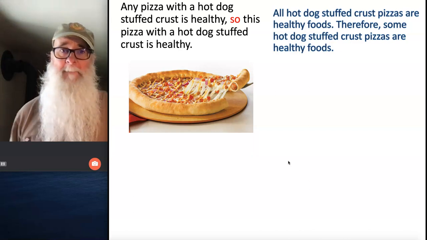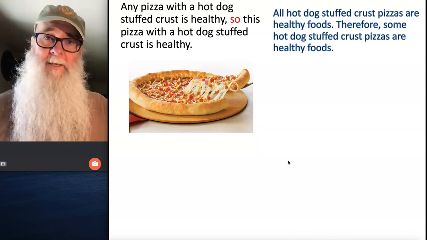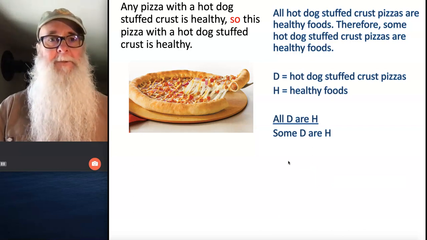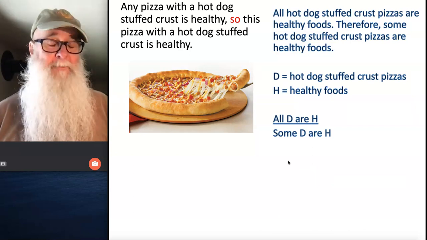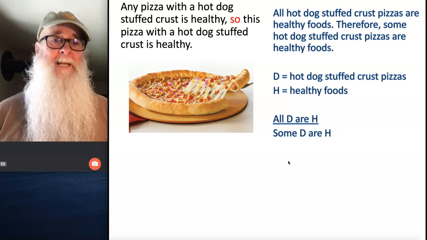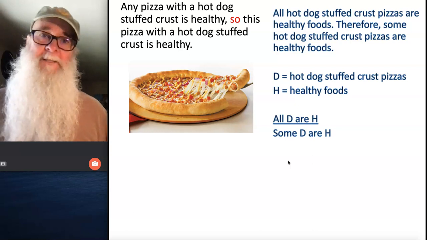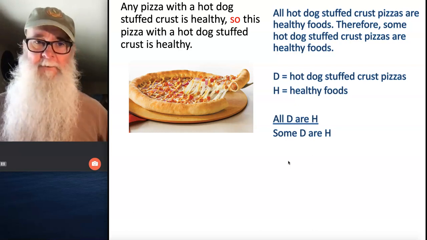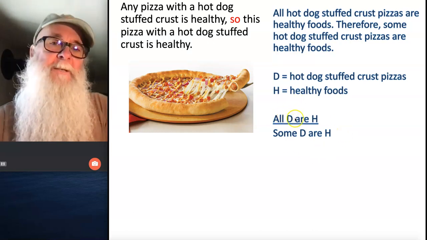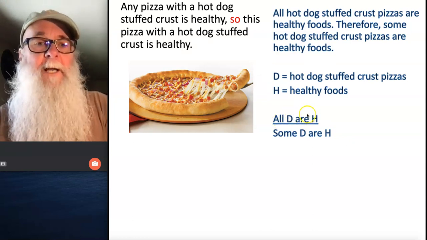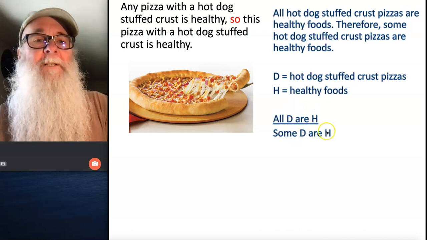All right, next step, we have to symbolically represent this argument. And the first step in that is identifying letters to represent our 2 terms. I chose D to represent hot dog stuffed crust pizzas, and I chose H to represent healthy foods. You may have picked different letters to represent your terms. That's totally cool. You just want to make sure that when you symbolize the argument, you have something that looks like this. All D are H, therefore some D are H.